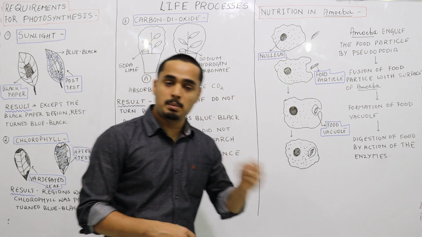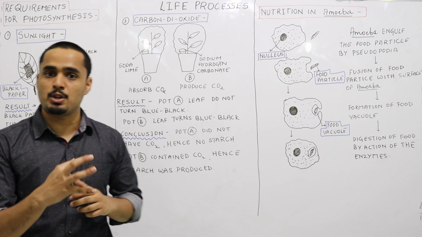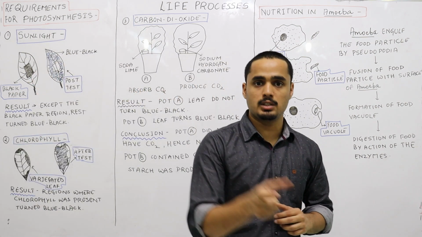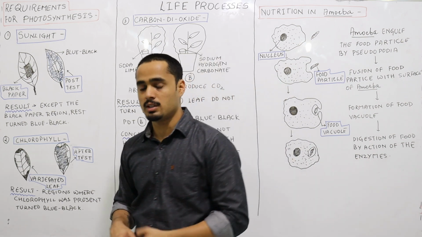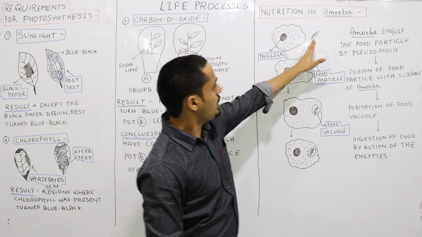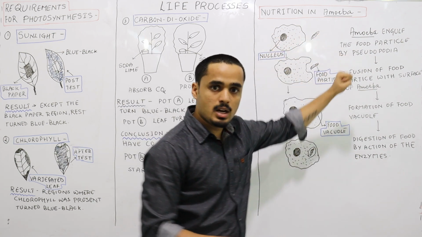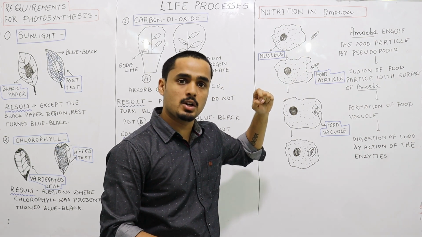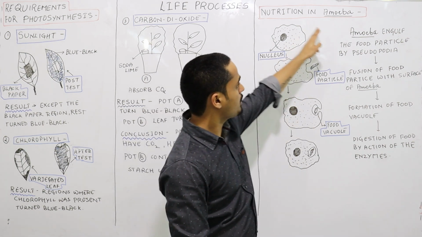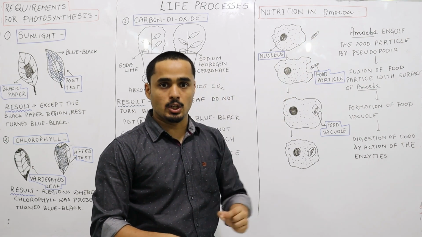Also in the previous classes you would have learned that amoeba contain certain finger-like projections called pseudopodia, which is also called false feet. Pseudo means false, podia means feet. Now whenever there is food present around an amoeba, the amoeba will try to engulf the food. This process we call phagocytosis. The process of engulfing of the food by amoeba is called phagocytosis.